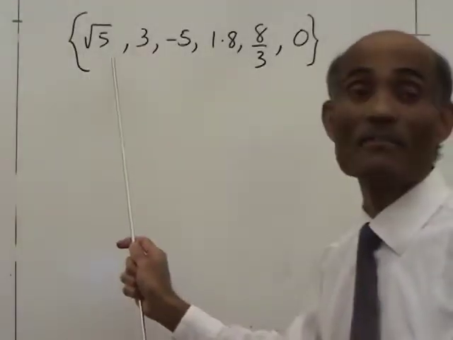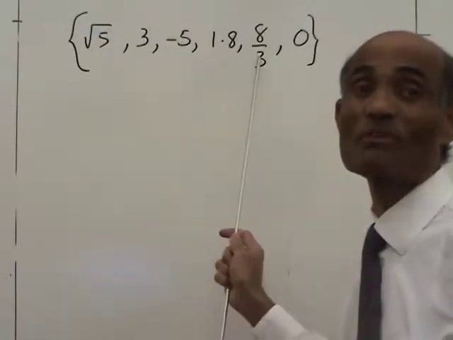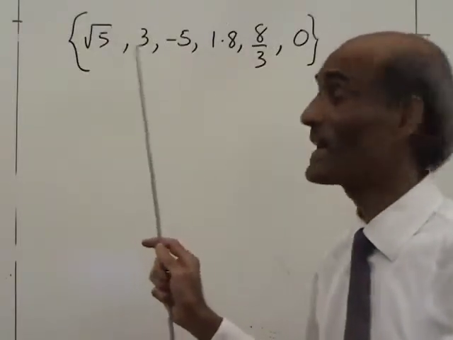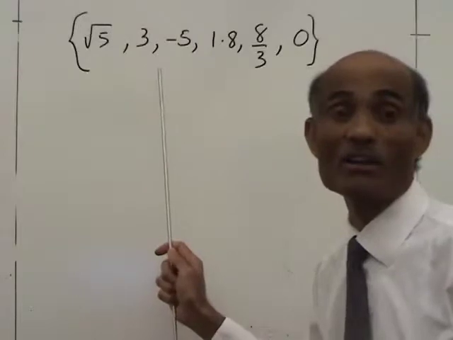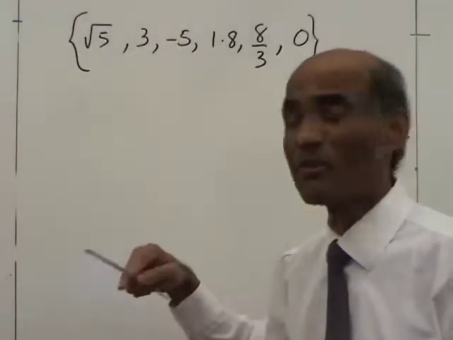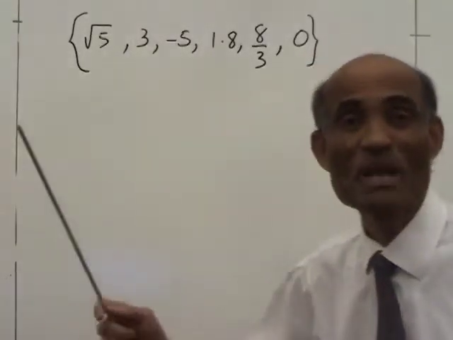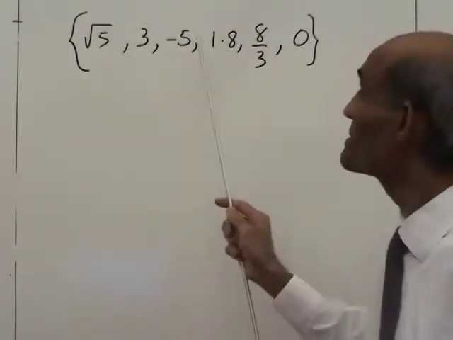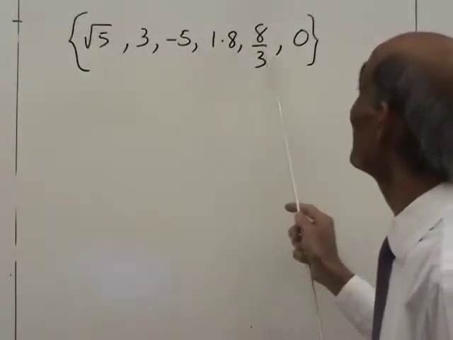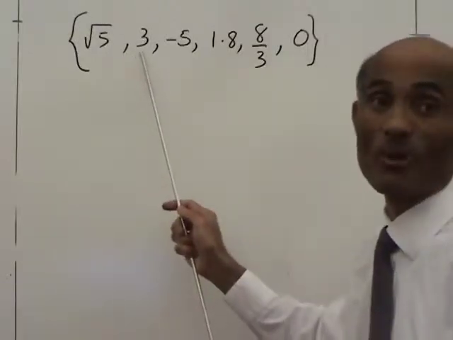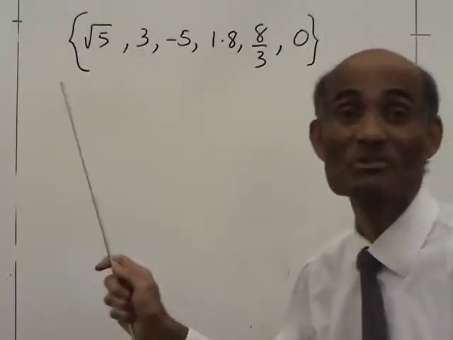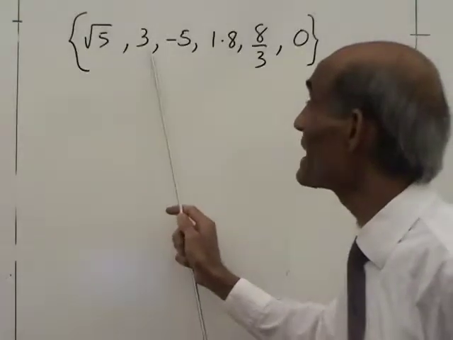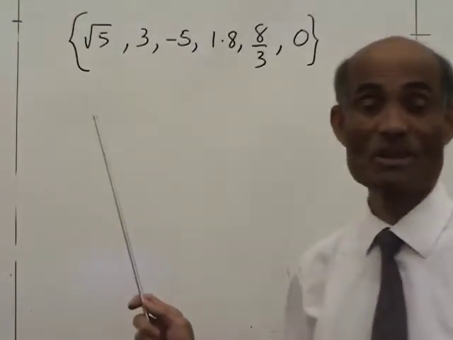In here, I have now given you a set of numbers. Now, can you tell me what are the natural numbers from this set? Counting numbers. Can you identify any natural number in here? Well, 3 is a natural number. So in this set, 3 is the only natural number.